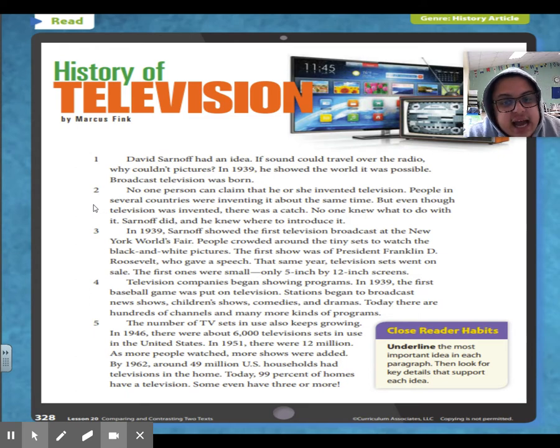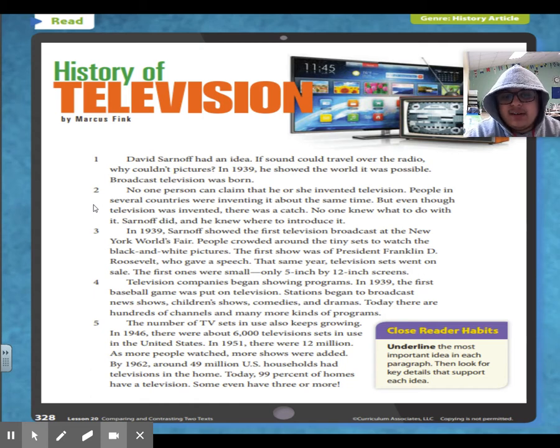David Sarnoff had an idea. If sound could travel over the radio, why couldn't pictures? In 1939, he showed the world that it was possible. Broadcast television was born. No one person can claim that he or she invented the television. But even though television was invented, there was a catch. No one knew what to do with it. Sarnoff did, and he knew where to introduce it. In 1939, Sarnoff showed the first television broadcast at the New York World's Fair.